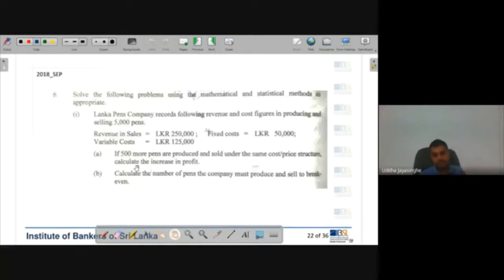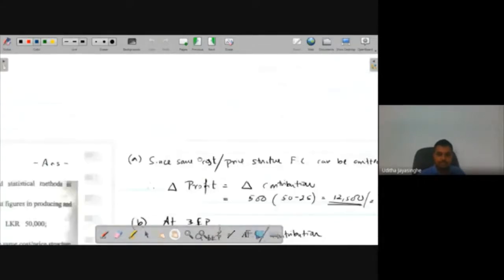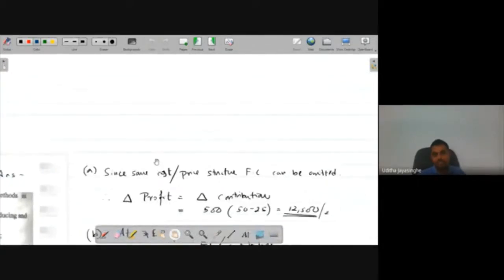Okay, fair enough, important. Second part, calculate the number of pens the company must produce and sell to break even. So this is a simple break even style question. We'll discuss the answer. Right. The first part, surprisingly, I can come to this assumption. Since the same cost and price structure, the fixed cost can be omitted.